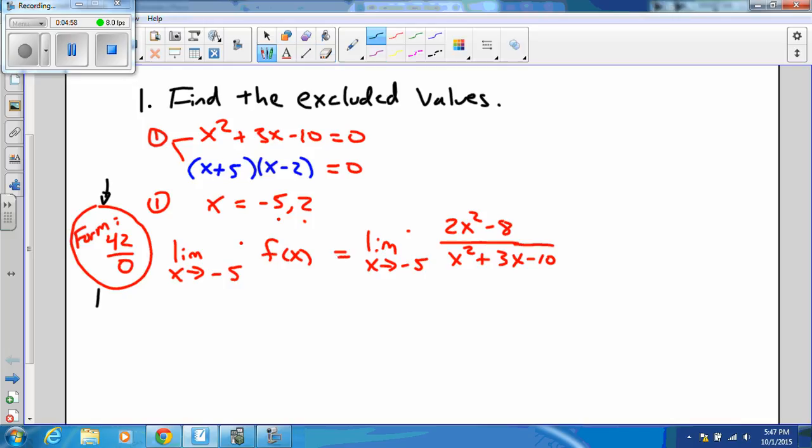And this form tells us that my limit is infinite. It's going to give me either plus infinity or minus infinity. And it also tells me that I have to be careful to distinguish between left and right. So as soon as I see that infinite form, I know that I must split my limit into the limit from the right and the limit from the left.